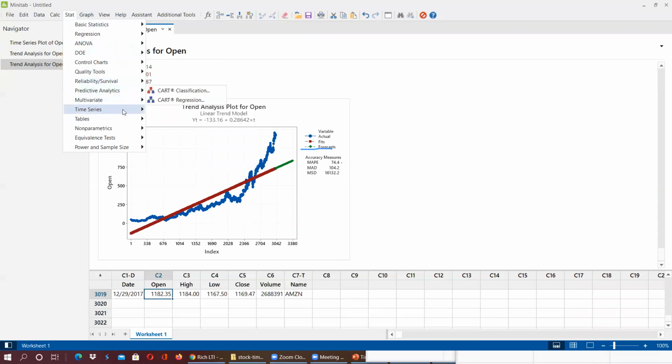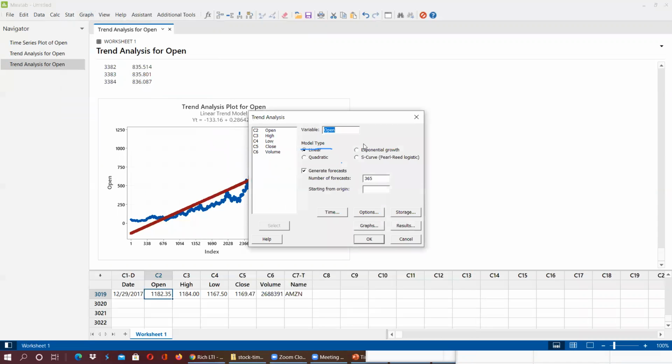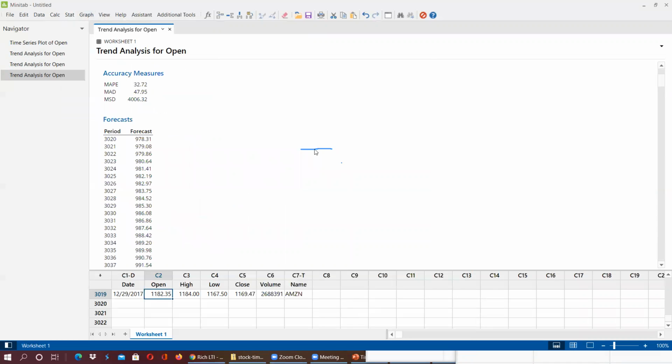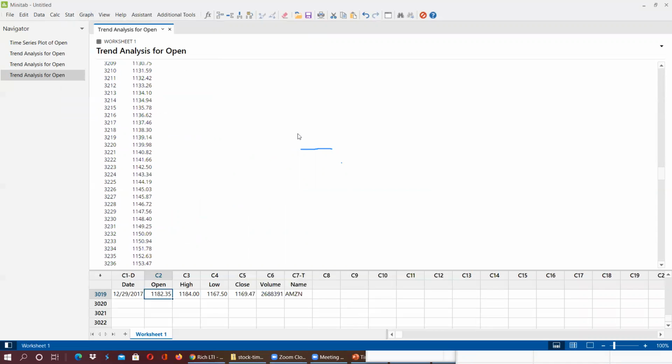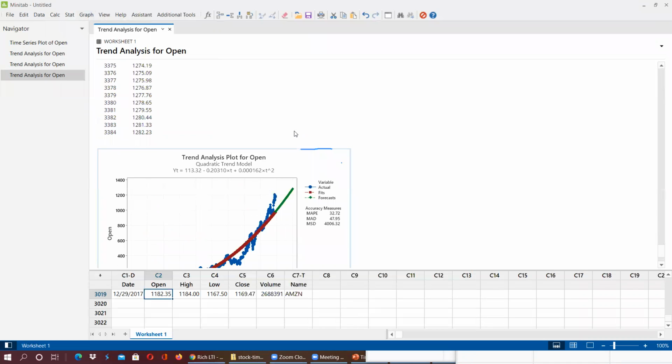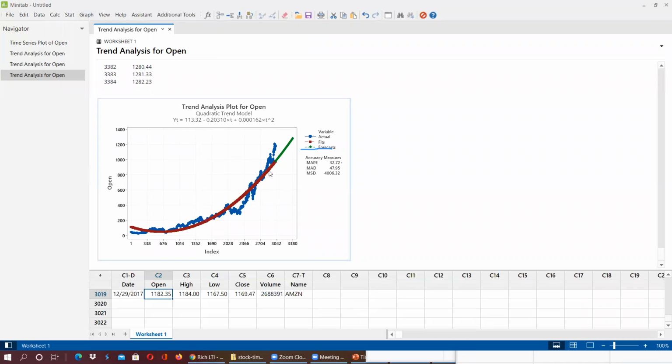Now let me try the third option, time series. Where is time series? Yeah. Now let me do the quadratic. So this is the one. Now look at the quadratic. Quadratic is also coming close, but it is not as good as exponential, because you can see MAPE is higher, MAD is higher, MSD is also higher.